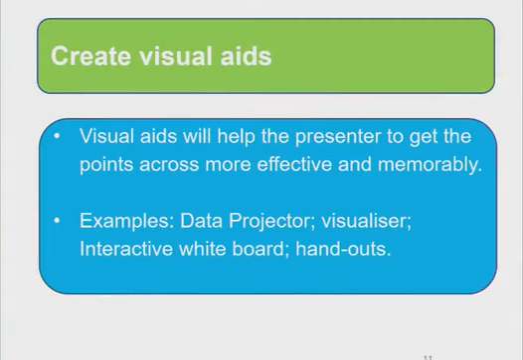And the visual aids you can use would be the data projector, visualizer, interactive whiteboard, and handouts. And at this stage, Ms. Stein, it's important for the learners or for the presenter to consider which of these visual aids is the most appropriate method or the most appropriate visual aid to enhance their presentation? What would you say to that?